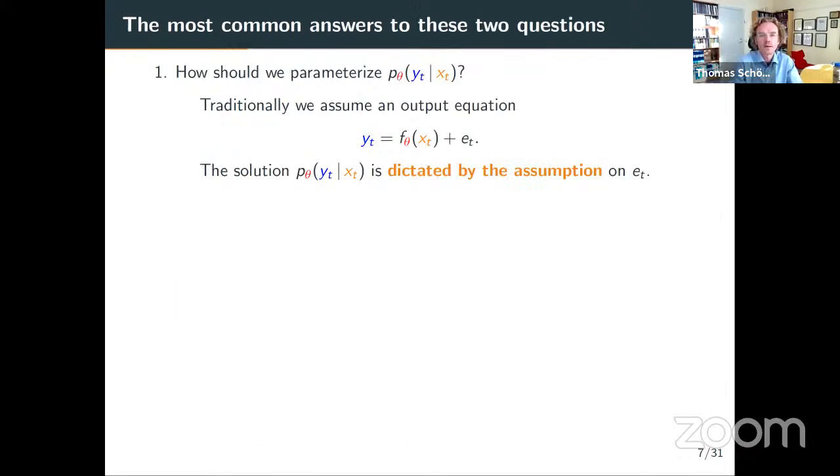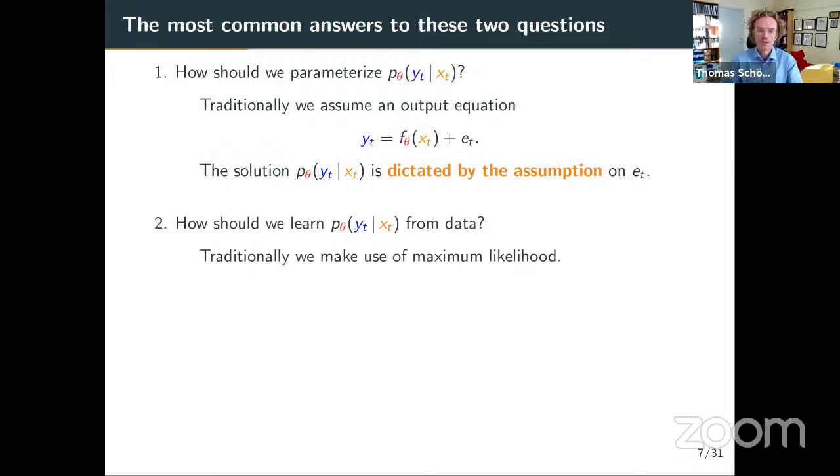So the most common answers to these two questions are to assume an output equation form model. Or it's at least one very common way of doing this. So we assume that y of t is some nonlinear function f of x_t parameterized by some parameters theta. And this means that implicitly the solution is now dictated by the assumption that we make on the noise here, e.